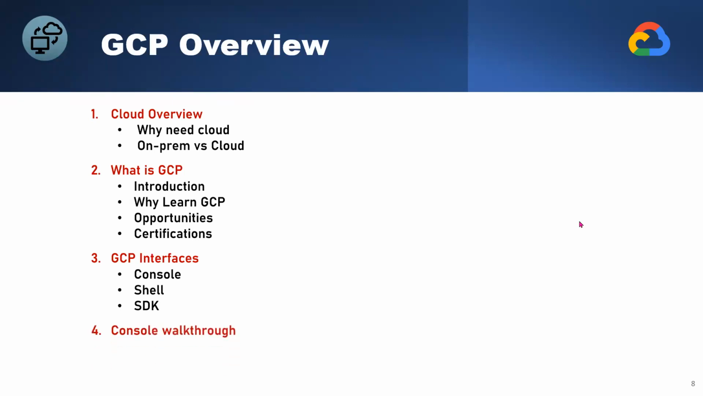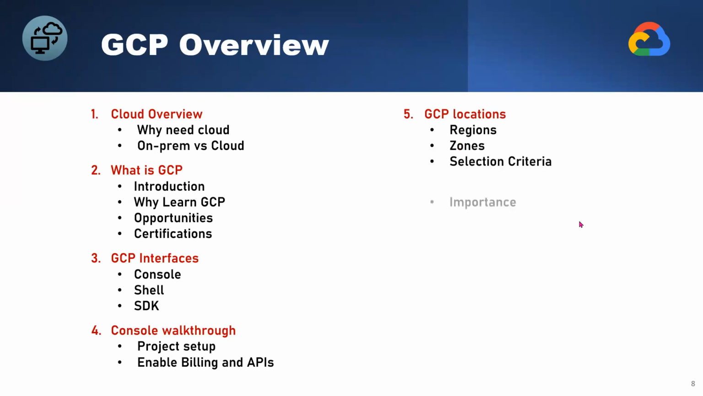And after that, I'm going to show you what the console walkthrough looks like, how to set up a project, how to enable billing and APIs. All of these things we have to learn one by one. Similarly, in GCP, we have locations. Google's infrastructure is divided into multiple locations. So we have to understand the GCP locations, what regions are, what zones are, the importance and selection criteria. We have to understand how GCP locations are divided into regions and zones, how to select a proper region and proper zone, and the importance of each and every aspect.